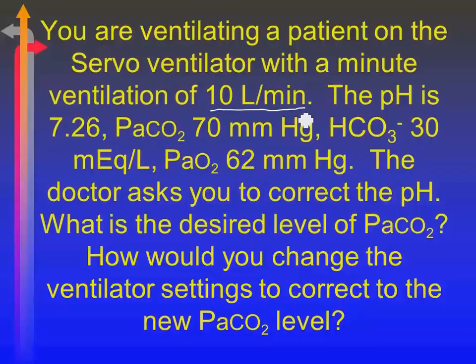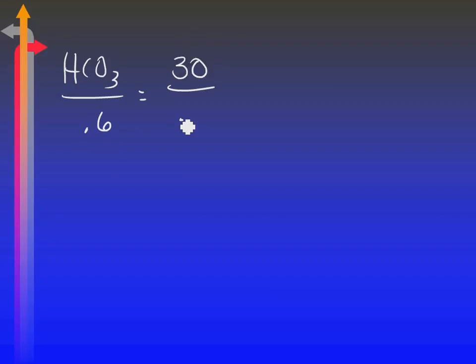You want to calculate what you want there to be. Very good. First step: bicarb divided by 0.6. Bicarb on that value there was 30. Was it 50? No, it's 30. The answer is 50, sorry. 30 divided by 0.6 is 50. So this is my desired PaCO₂.